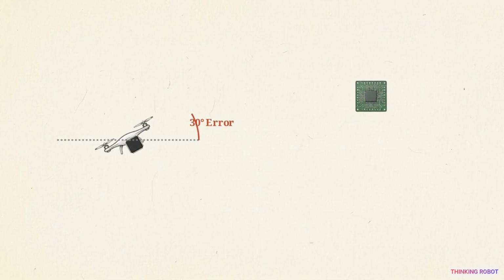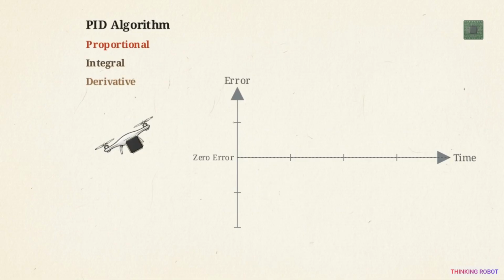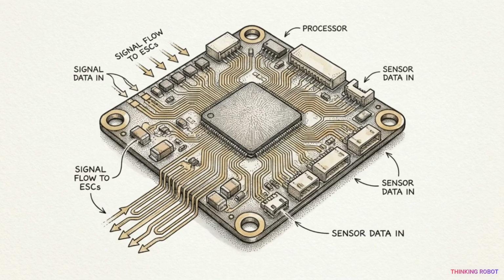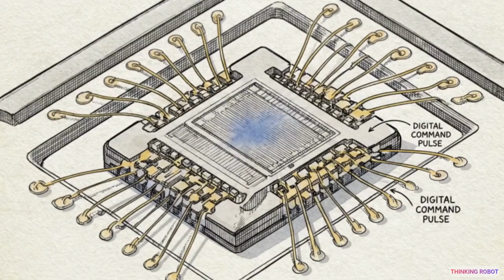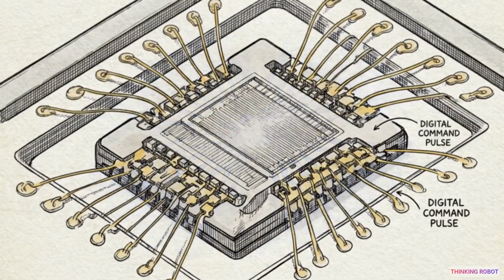This graph illustrates how the flight controller processes that data using a PID algorithm: proportional, integral, and derivative. The algorithm calculates the exact mathematical counterthrust needed to level the drone out, smoothing the error into a stable line without overcompensating and causing a crash. At this stage, the flight controller knows exactly what physical action needs to happen, but it is just a microprocessor. It cannot generate physical force. It can only output a digital command.